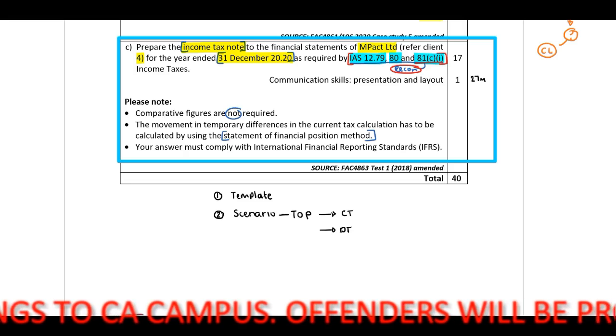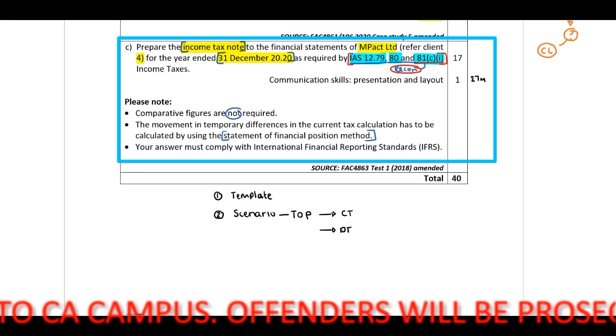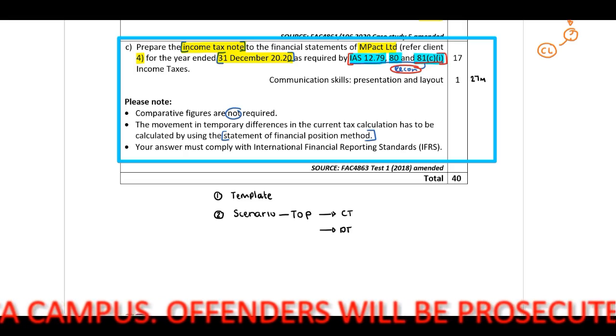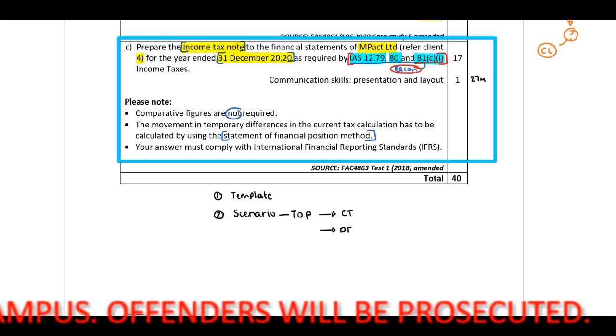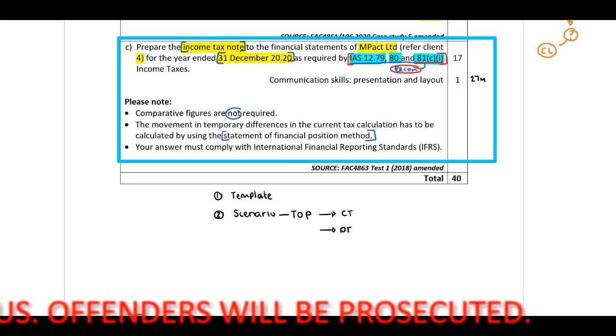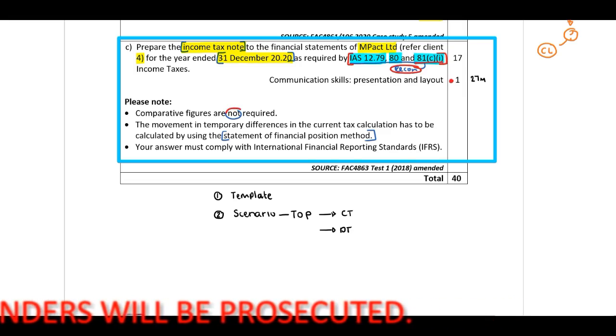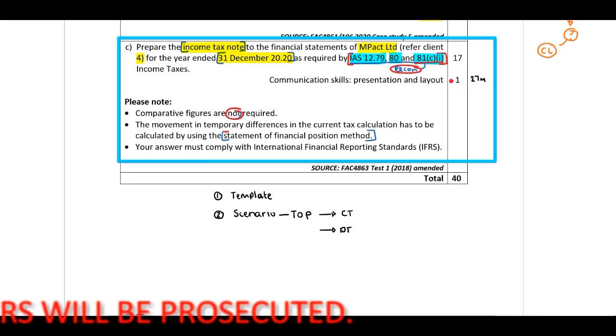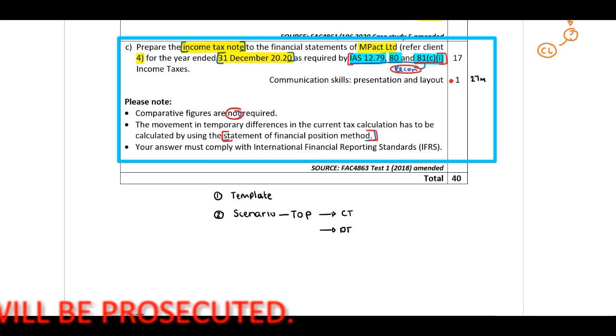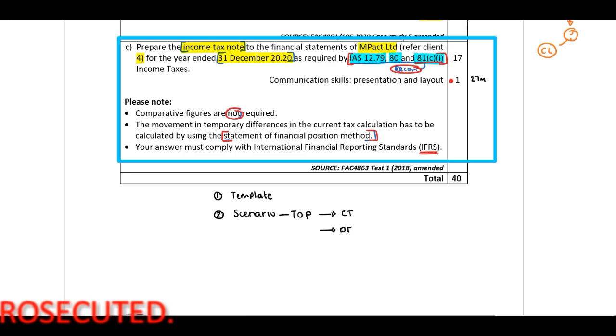But my recommendation is please take a little bit of time and study the templates and the principles. Therefore, you can immediately start to attempt the question. Communication skills, 1 easy mark. Comparative figures are not required. The movement in your temporary differences should be based on the statement of financial position method, and your answer must comply with IFRS. Okay, so plan of action as always.